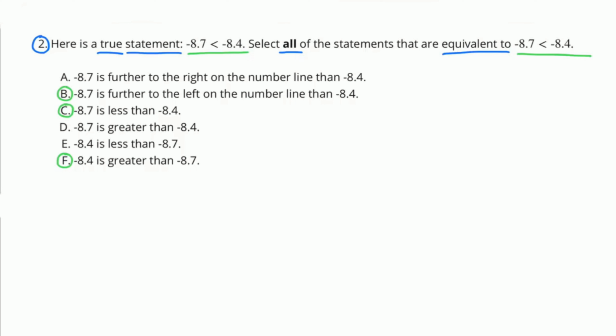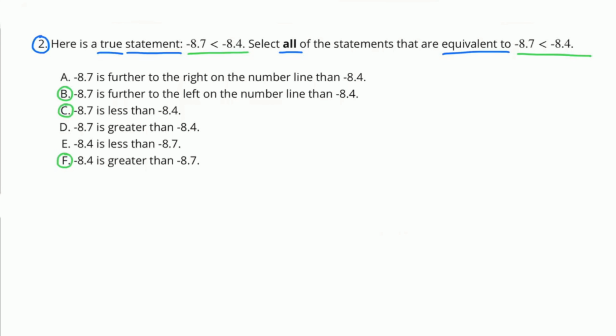Number 2. Here is a true statement. -8 and 7/10 is less than -8 and 4/10. Select all the statements that are equivalent to -8 and 7/10 is less than -8 and 4/10. Well, I did not select A, because -8 and 7/10 is not further to the right on the number line than -8 and 4/10. I also didn't select D, because -8 and 7/10 is not greater than -8 and 4/10. I also didn't select E, because -8 and 4/10 is not less than -8 and 7/10.